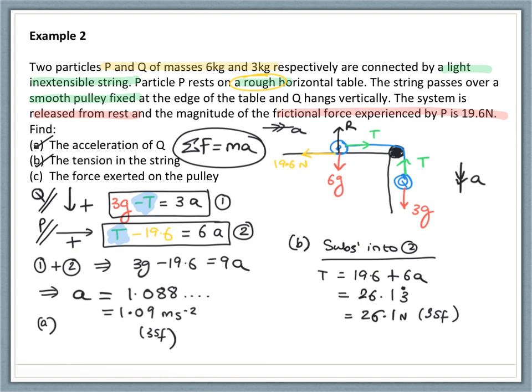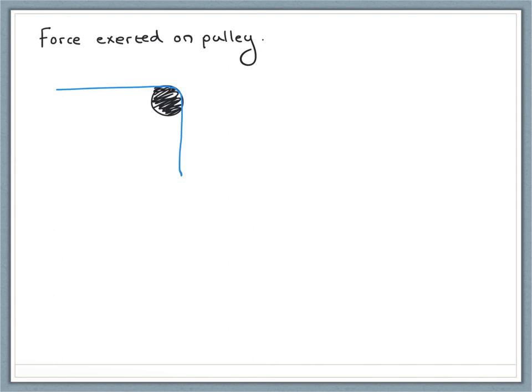Part C, find the force exerted on the pulley. So let's take a closer look at the pulley. Now here it is, shaded in black. There is a particle P, remember here, and a particle Q, remember here. And if you recall, there's a tension force like this and a tension force like this, and we've just calculated the magnitude of this tension force.